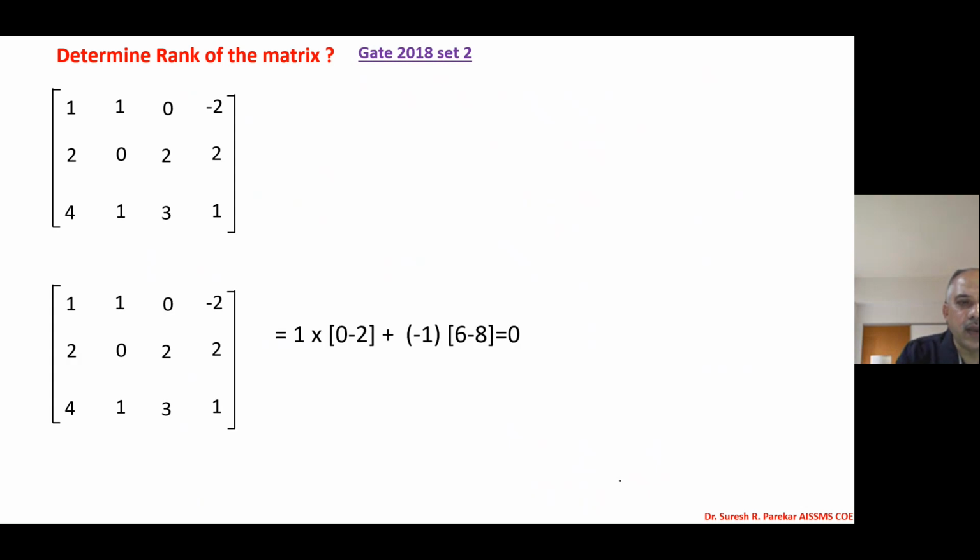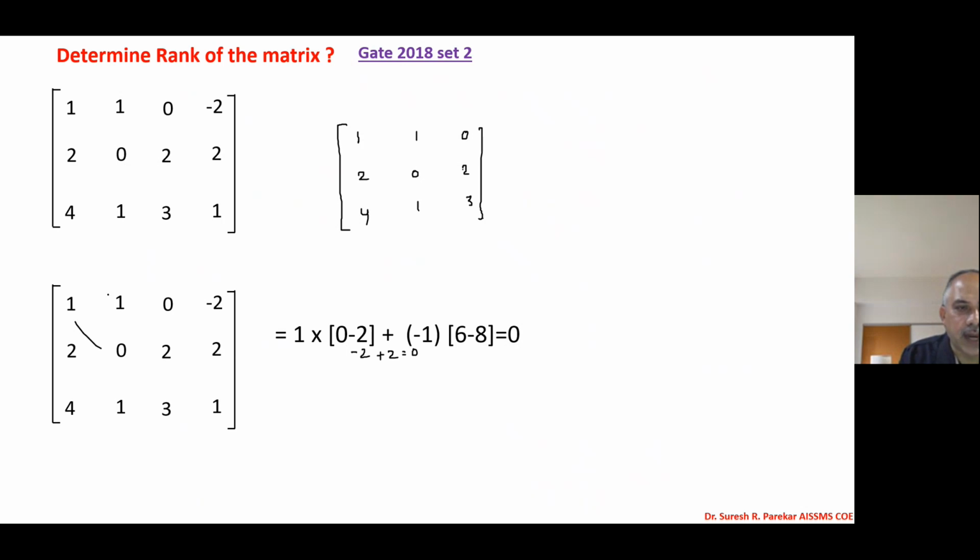So now you can see the determinant is 0. First we have to consider these 3 rows and columns. So we have 1 1 0, then 2 0 2, then 4 1 3. If you calculate this, we have 1 into 0 minus 2, plus minus 1 into 6 minus 8. Then from this minus 2, from this plus 2, it is 0.